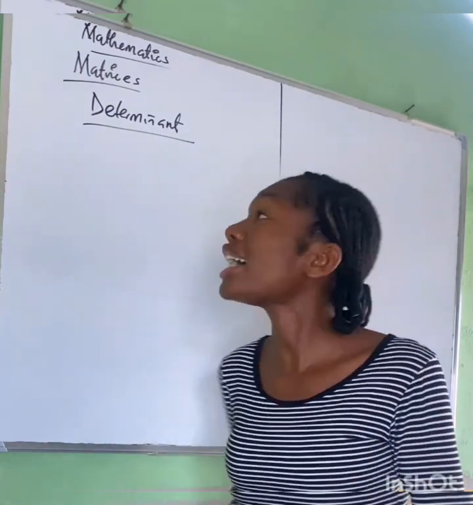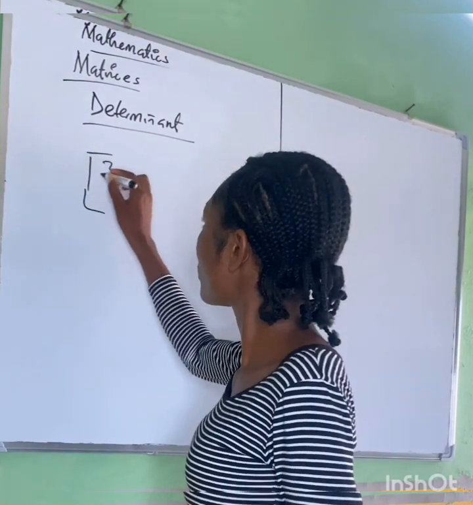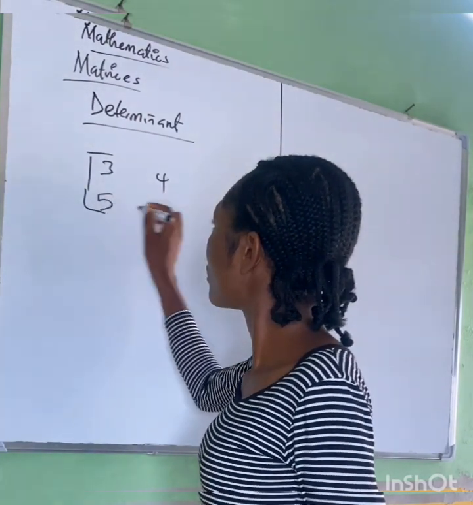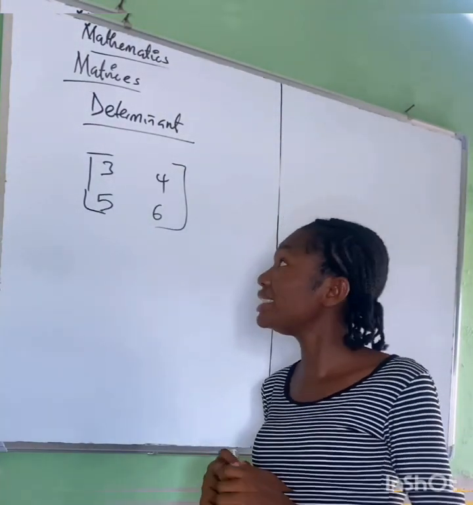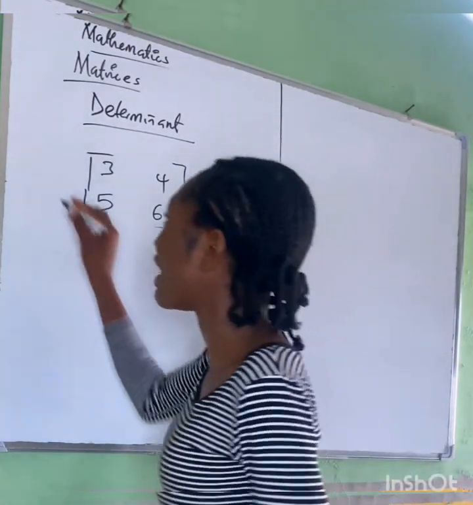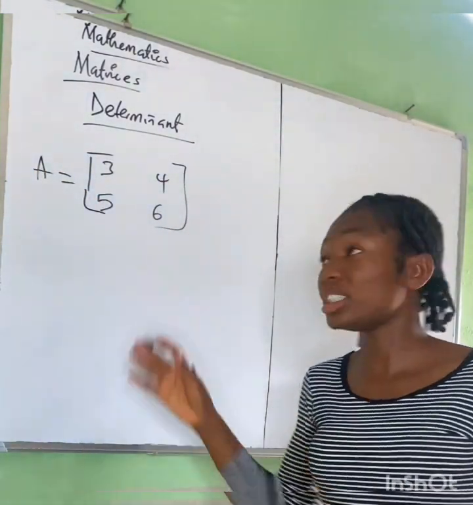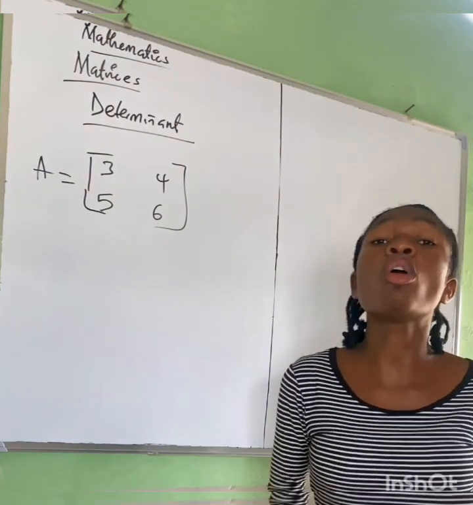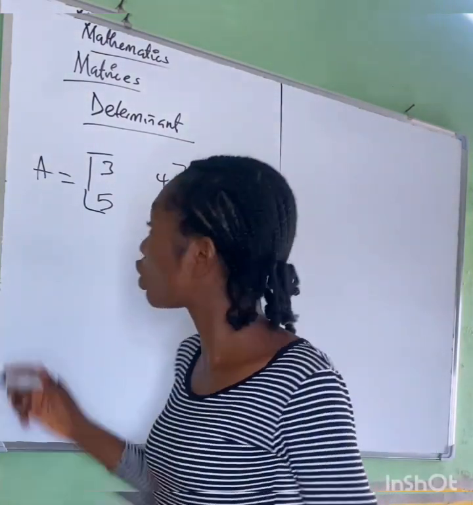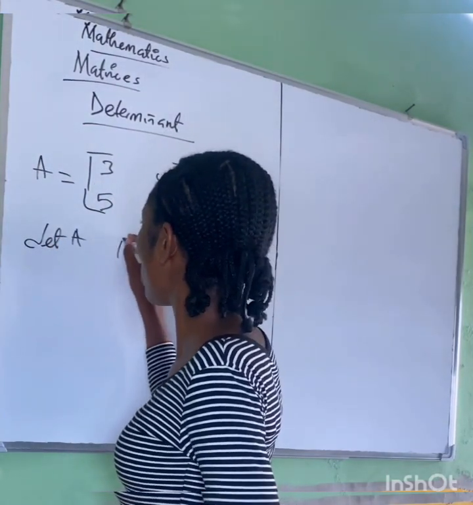Now for our 2 by 2 matrix, all right, this is a 2 by 2 matrix. Now how do we get the determinant? Let's assume the name of our matrix is matrix A, right? Now how do we get the determinant of A, which we call det A? We can call it det A, or we can also call it like this.